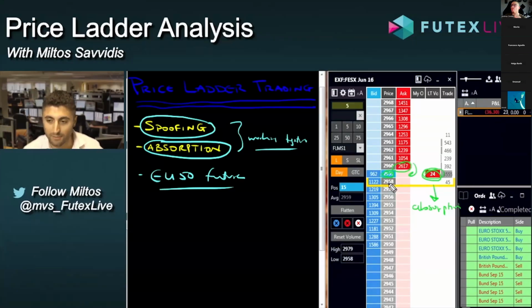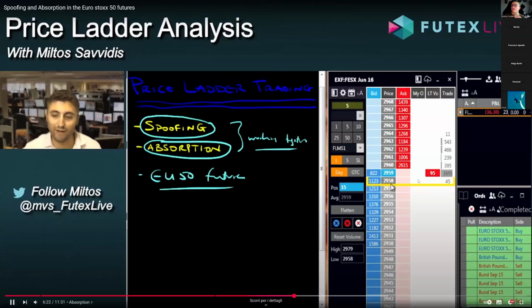We keep adding more and more contracts to 59. We've done so far 3,500 contracts at 59s, and at the price where we're seeing the big offer come in at 60s, we've done barely any volume. So that is already telling us a bit of a story here. Now, the risk on this trade obviously is very little. If anything, 1 or 2 ticks.